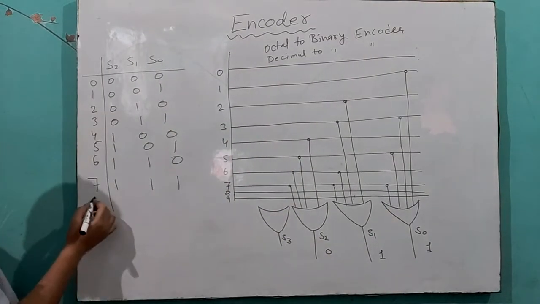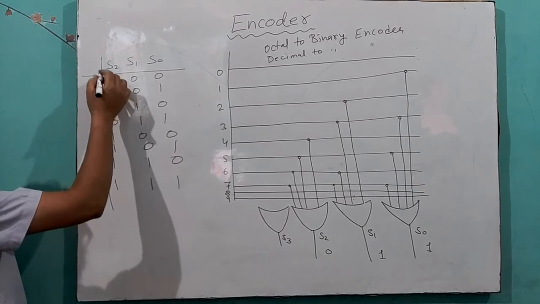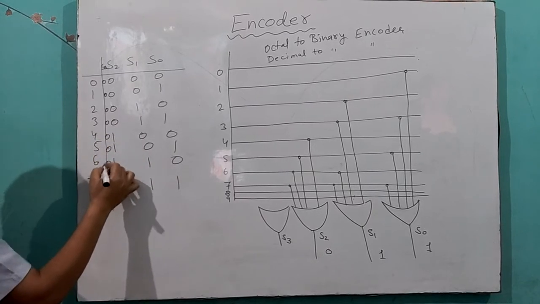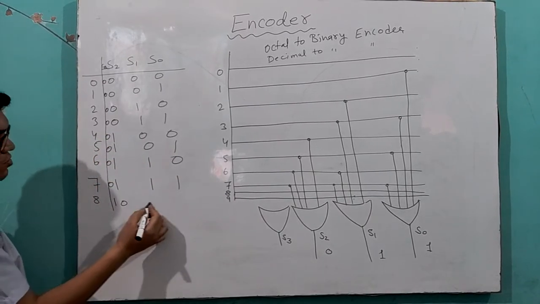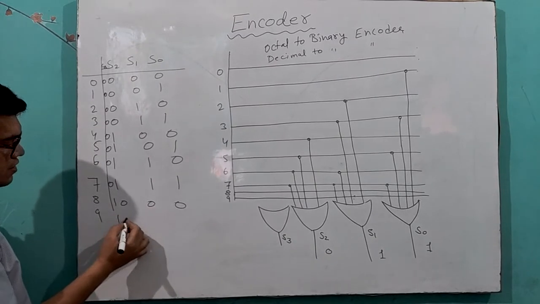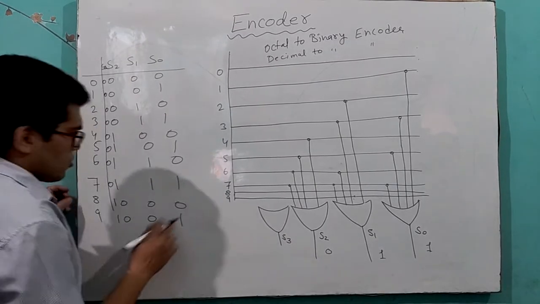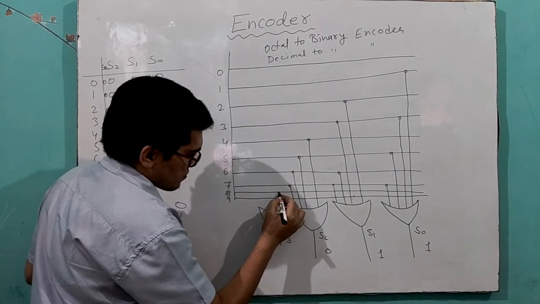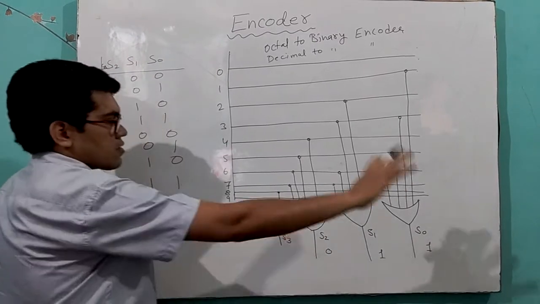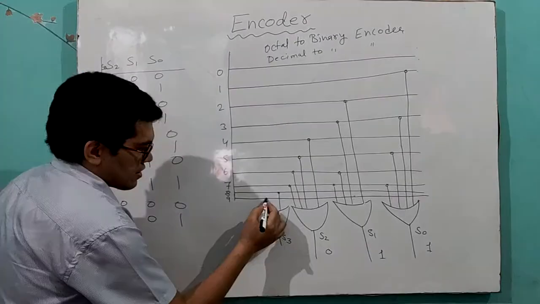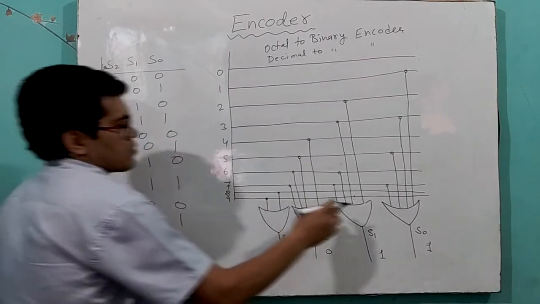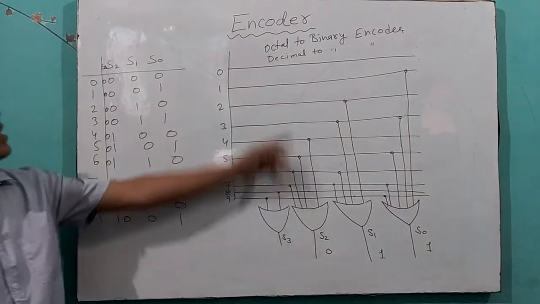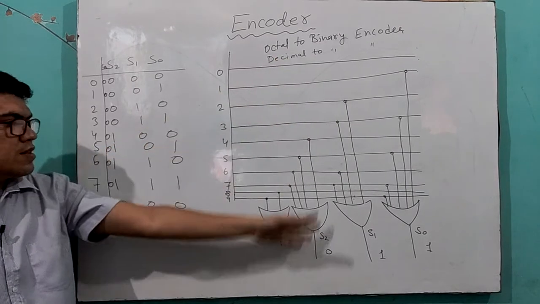So 2 inputs will be increased, 8 and 9. Here S3 will be 0 0 0 0 0 0 0 0 1 0 0 0 for 8, and 9 will be 1 0 0 1. So for 8 we will connect from this and nothing else. For 9, we will connect one input to this and one input to S0. So this is how the decimal to binary encoder is made.